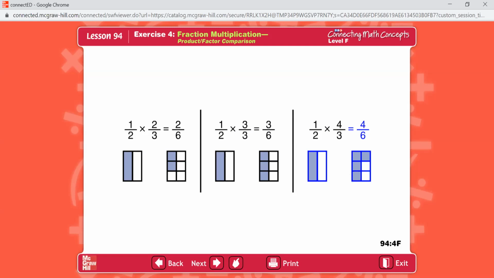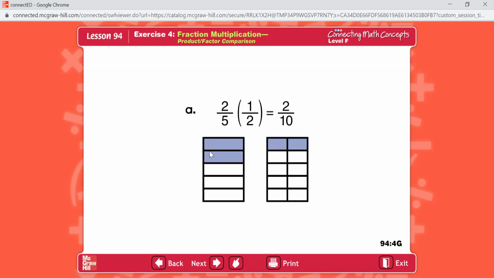Read problem A. 2/5 times 1/2. Write the answer, then fix up the diagrams to show the starting fraction and the ending fraction. You're just going to shade in those fractions to show. So, what is 2/5 times 1/2? 2/5 times 1/2 equals 2/10.